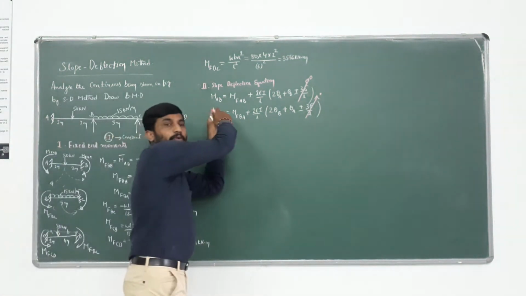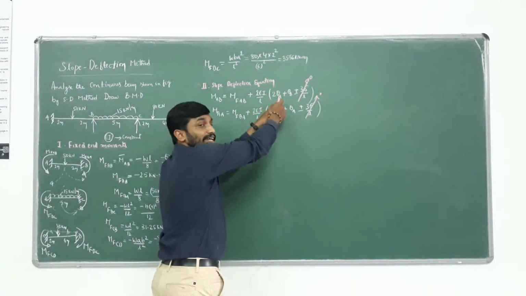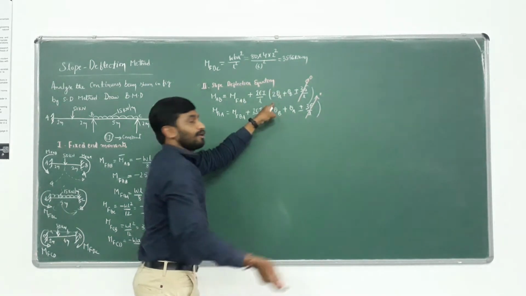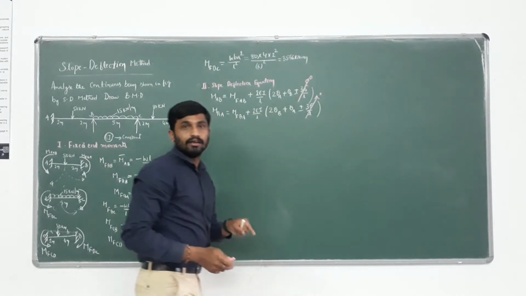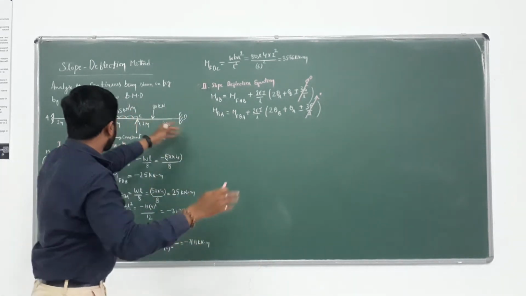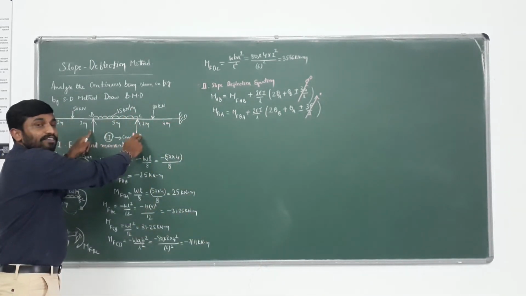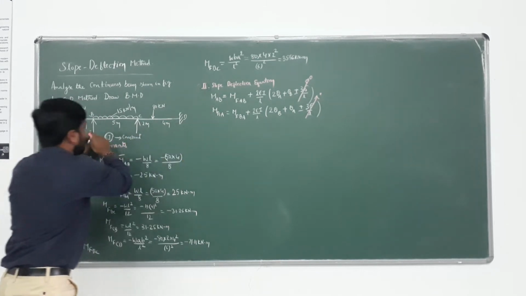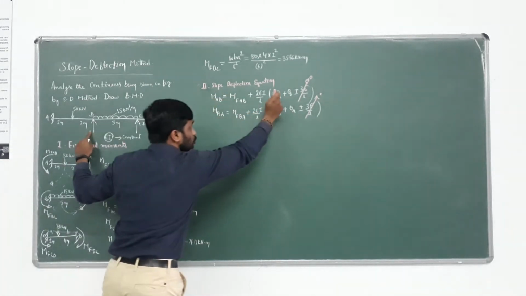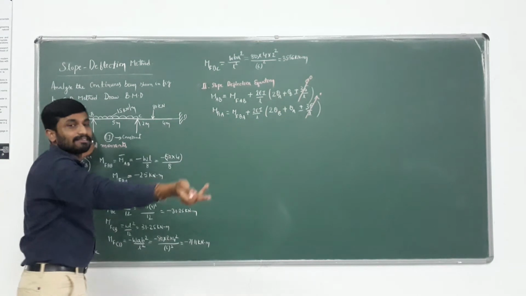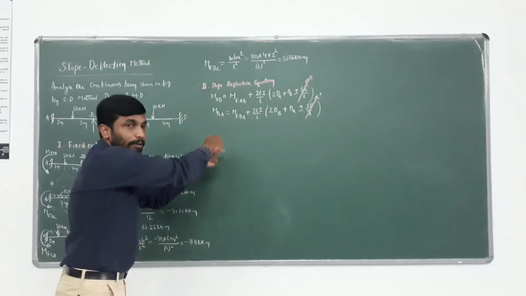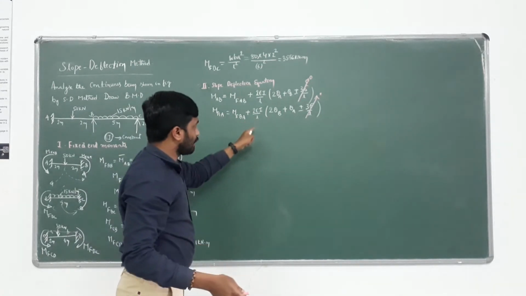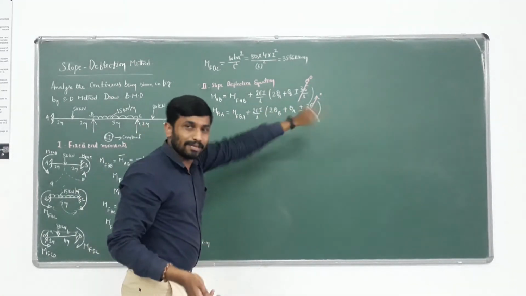So when I am talking about span AB, at that time it is 2 theta A. If I am talking about span BA, it is 2 theta B. This is the only difference. For each span, similarly if you go for MBC, it will become MFBC plus 2EI by L into 2 theta B plus theta C. If you come to MCB, then it will become MFCB plus 2EI by L into 2 theta C plus theta B.